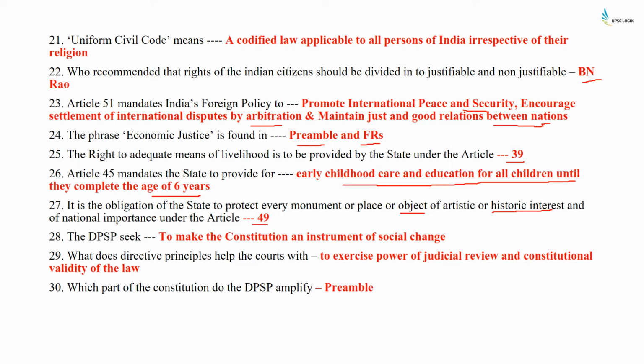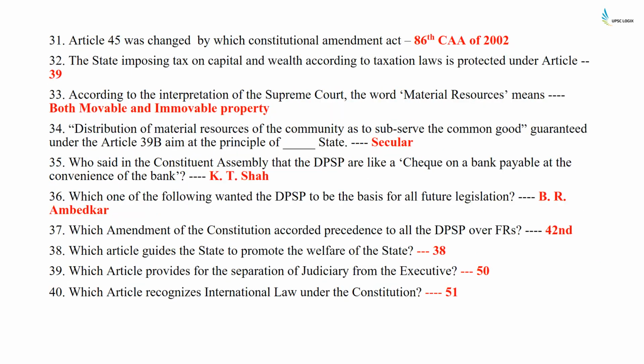The DPSP seeks to make the Constitution an instrument of social change. What do the directive principles help the courts with? To exercise the power of judicial review and see the constitutional validity of law. Which part of the Constitution do the DPSP amplify? It is the preamble of the Constitution.